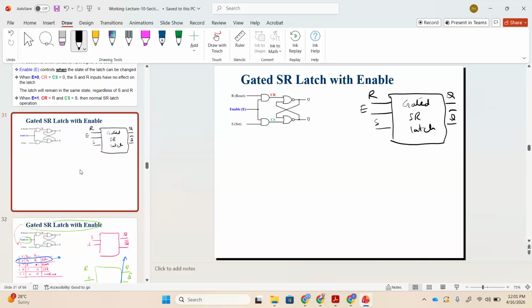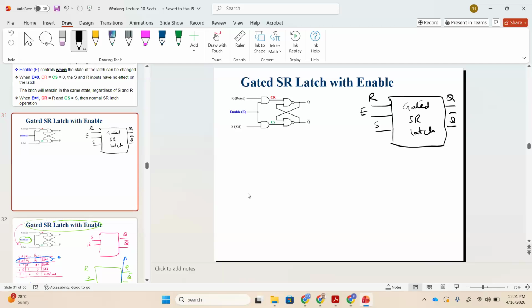Can anyone draw the reduced truth table? If anyone will draw the reduced truth table for this, may get some points. Okay, now look at this. How many inputs are there? There are 3 inputs. So can we say the inputs are E, S and R.